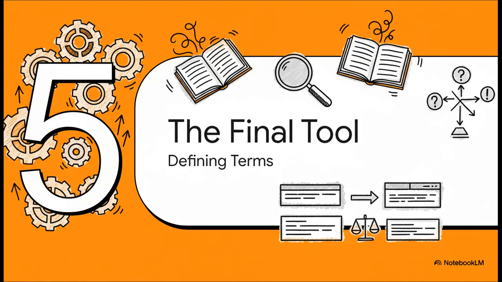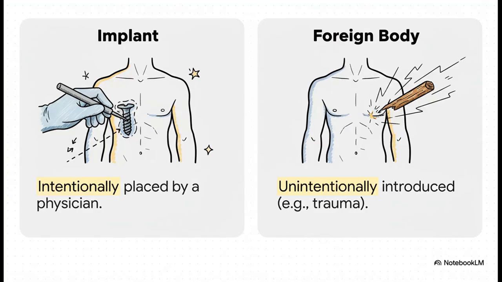And that brings us to our final and maybe the most powerful tool in the whole toolkit, defining terms. In the world of coding, definitions are everything. How the CPT manual defines a single word can completely change how you report an entire service. Let's look at a perfect example. Implant versus foreign body. This seems pretty simple, right?